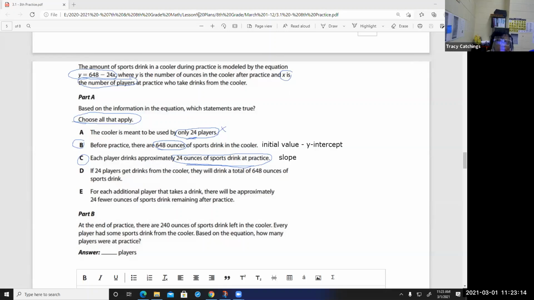D says if 24 players get drinks from the cooler, they would drink a total of 648 ounces. Let's see, 24 ounces each, and they told us we've got 24 players. Somebody multiply that. All right. And then E says for each additional player that takes a drink, there will be approximately 24 fewer ounces remaining. The slope is negative 24, that means each time somebody drinks, they're taking away 24 ounces. Good.